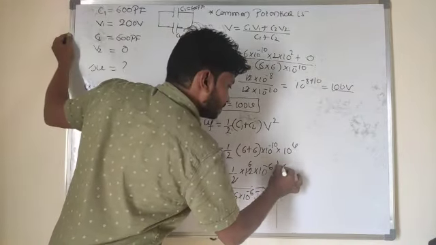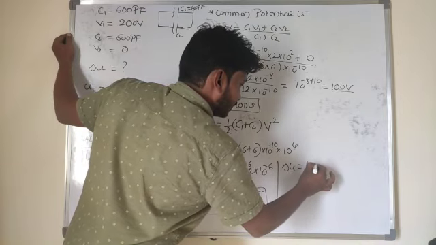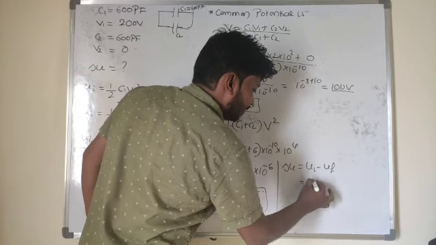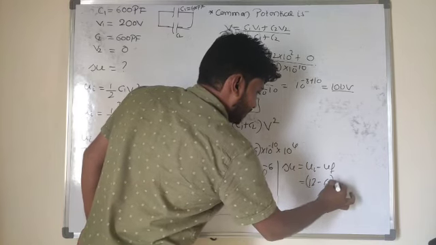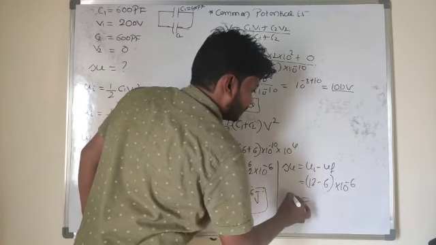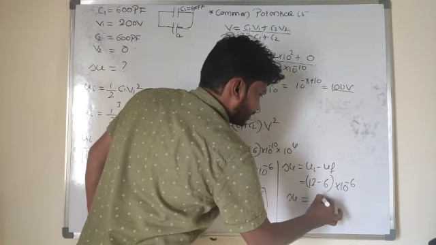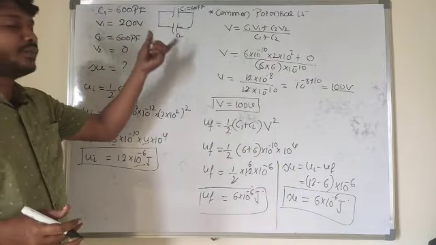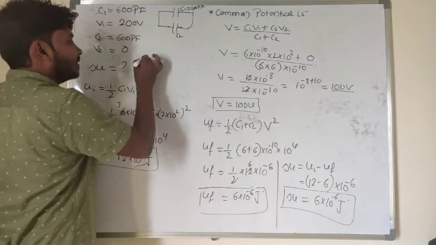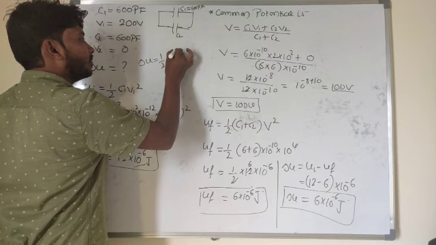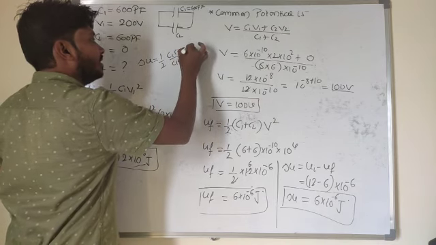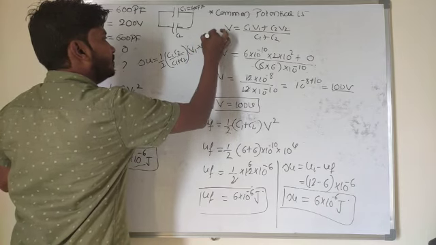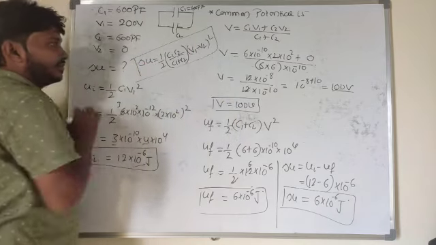So energy loss will be delta of U is equal to, so what is the answer? Initial minus final energy. Initial is 12, final is 6 into 10 to the power of minus 6. So energy loss is 6 into 10 to the power of minus 6 joules. Or if the same question is asked in CET or a competitive examination, you can use the direct formula: C1 into C2 divided by C1 plus C2 into (V1 minus V2) whole square. So this is the direct formula.